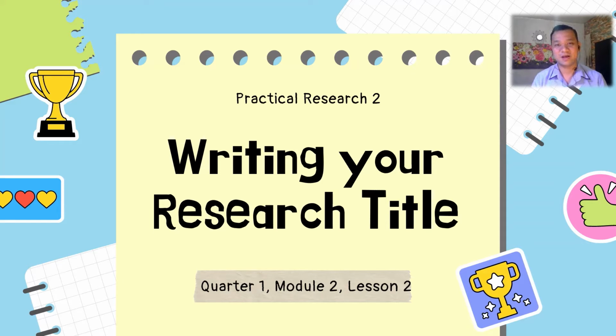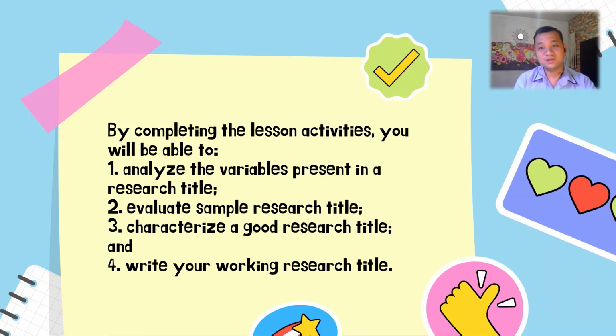Today's lesson will be about writing your research title. This is lesson 2 of quarter 1, module 2. For the whole lesson 2, these are our objectives. First, analyze the variables present in a research title. Number 2, evaluate sample research titles. Number 3, characterize a good research title. And 4, write your working research title.